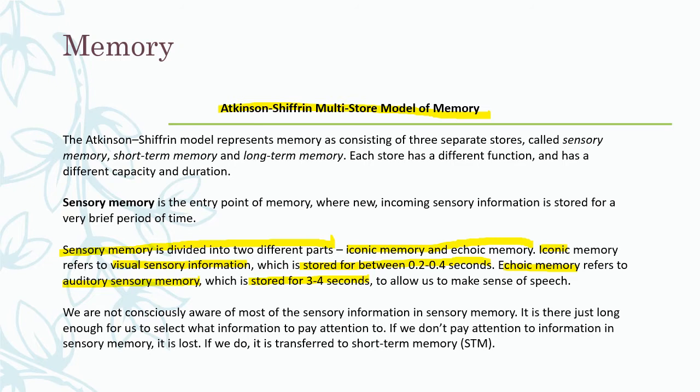We are not consciously aware of most of the sensory information in sensory memory. It's just there long enough for us to select what is important and what we need to pay attention to. So you might feel that there's something crawling on your leg and go, wait, I should probably pay attention to that because, well, it could bite you. Anything that you do pay attention to goes to short-term memory. Anything that you don't gets lost.